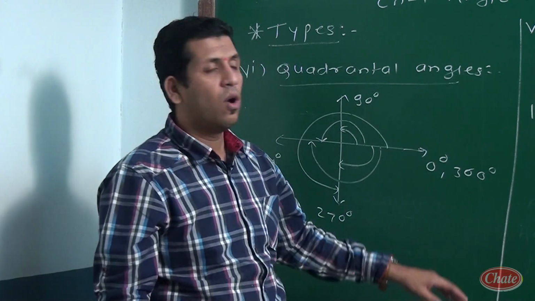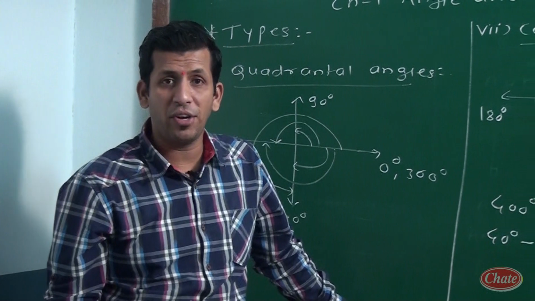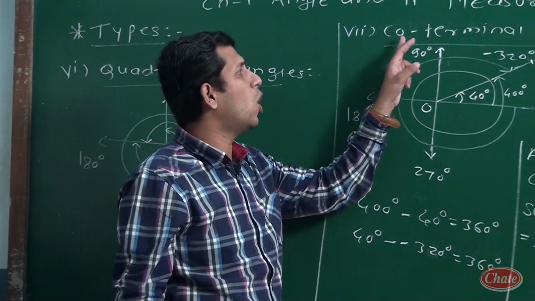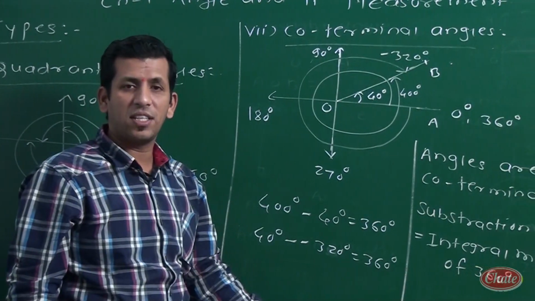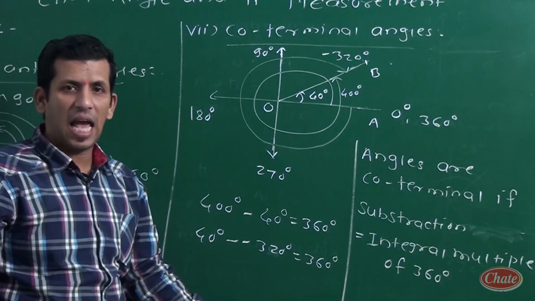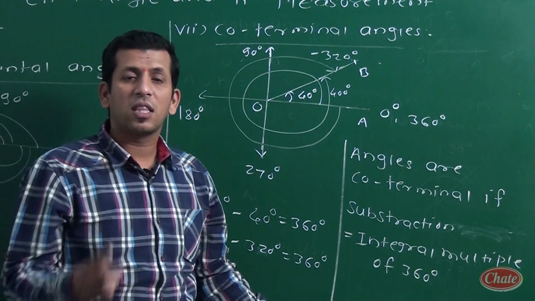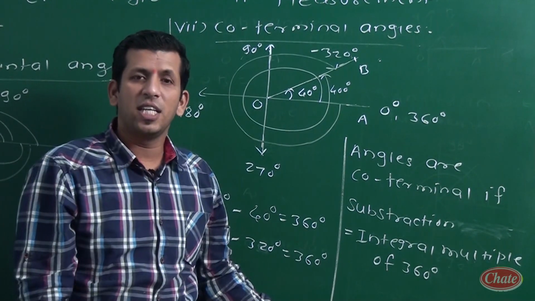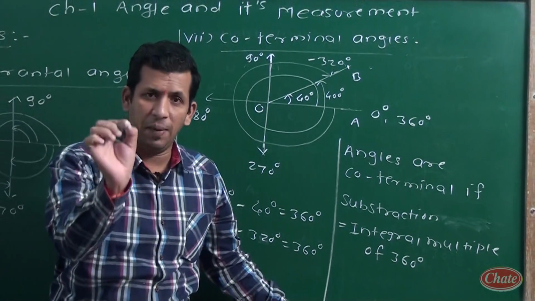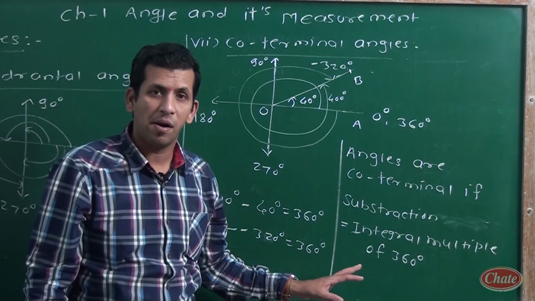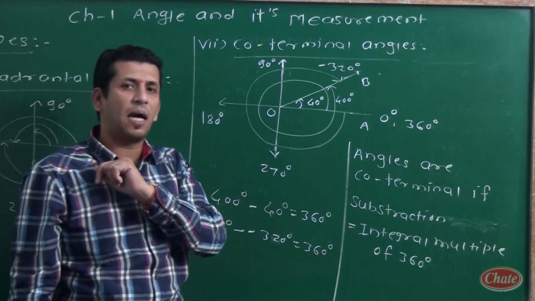Next concept, very important from the JEE point of view, is called co-terminal angle. What is it called? Co-terminal angle. See, dear students, I will give one example. There are two angles. These are co-terminal only if, we will see when. Before that I will see one example.